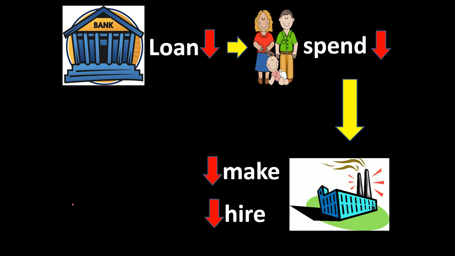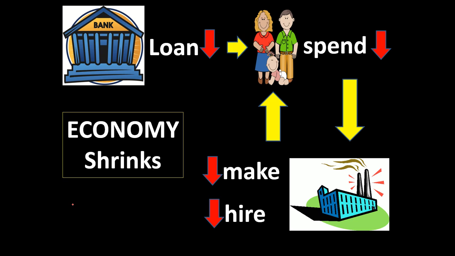Now, sometimes it gets out of control and they need to reel it back in and calm the economy down. And so what the banks will do is loan out less money. You'll spend less money. And when you spend less, they make less, they hire less. And if there are fewer people working, you spend less, and the factories make less and they hire less, and it goes down and down and down. Now, this hurts the economy, shrinks the economy.